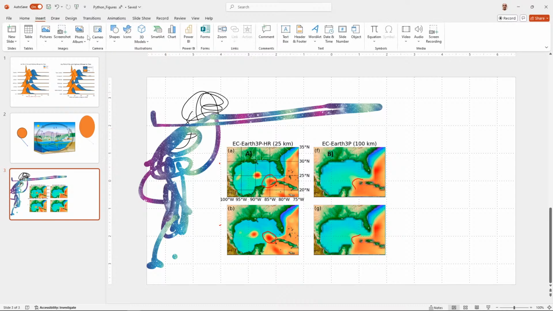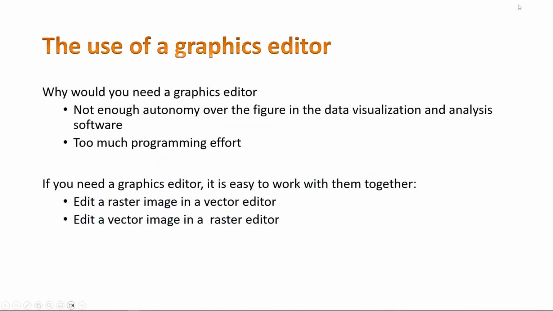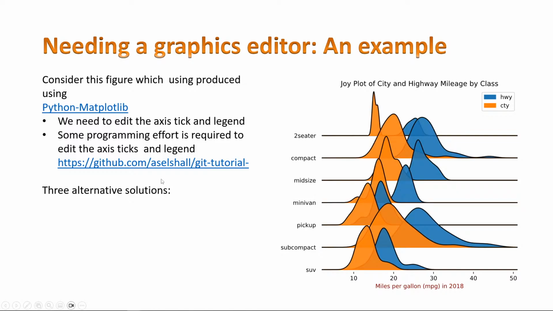So vector editor by inserting shape, raster editor by drawing things. Yeah, but of course it's not as powerful as Adobe Photoshop. So here let's just do this as an example. I think we have about 10 minutes for this, so let's just do this as a quick example.